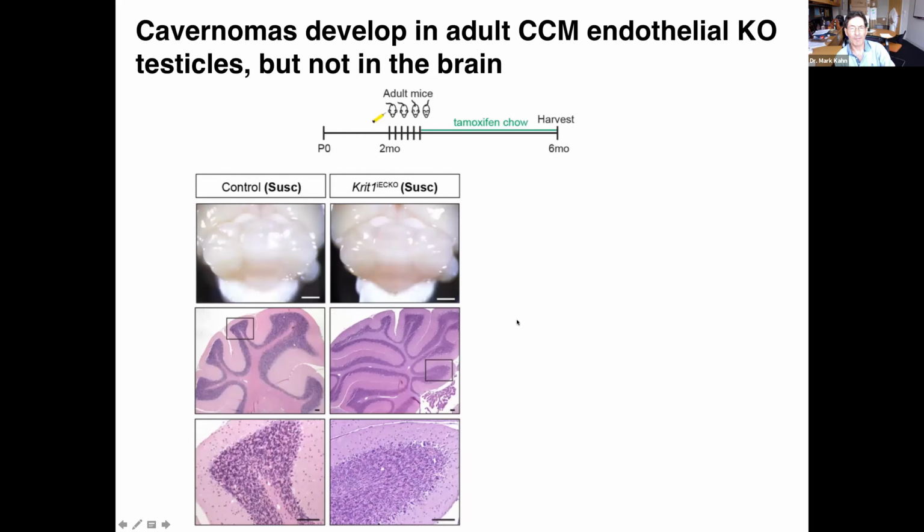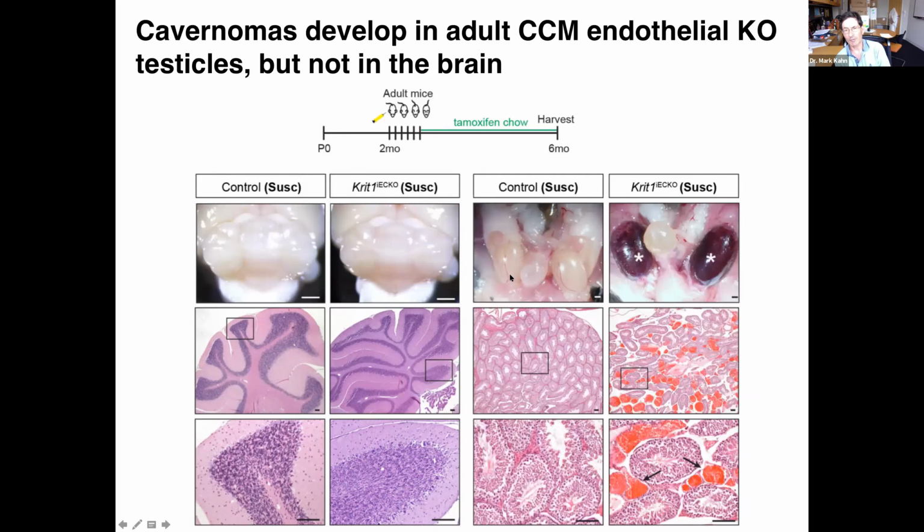But if you delete later in life, for example, in this experiment at 2 months, what we and others have found, and the Tournier-Lesserve lab also published a paper on this quite a long time ago now, is that you no longer see lesions in the brain. And this is just the CCM knockout brain compared to the control brain. Now you see there are no lesions formed.